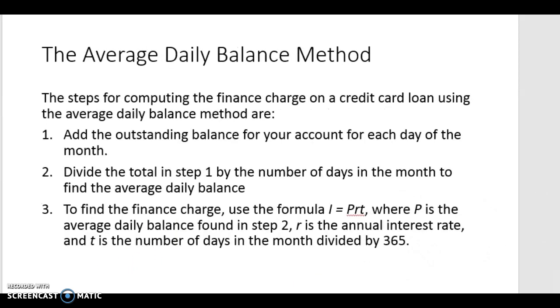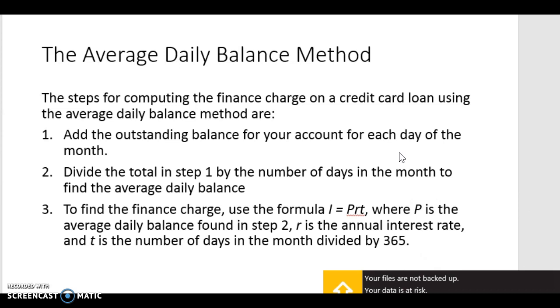And then, going on to the next one, we have the average daily balance method. And this is more common with credit cards, with finance charges. So what you do on this here is you add the outstanding balance for your account for each day of the month. So any changes in that month is going to count. So it matters what time of the month you make payments or you make charges. Then we take the total of every balance for the month for each day, and then we divide by the number of days in that month. And then we use the finance charge.